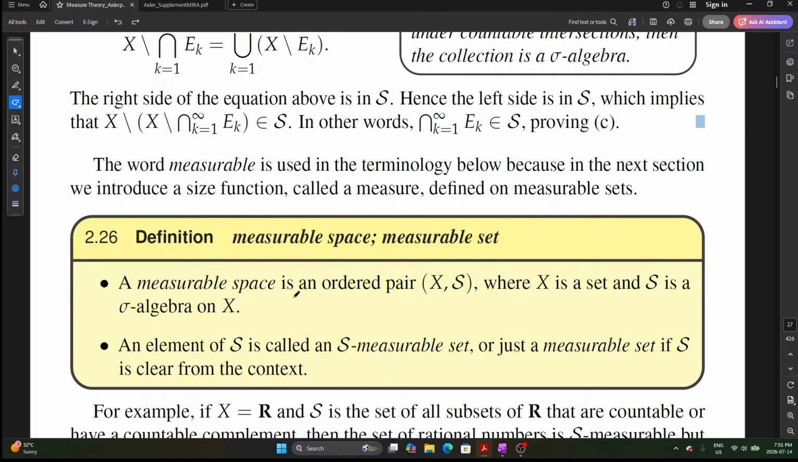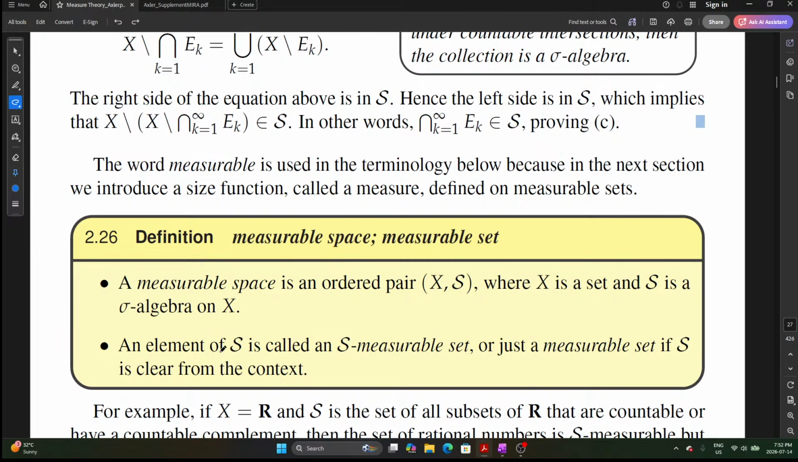Next definition. Now we have the notion of a so-called measurable space. By the way, later on we will see a notion called a measure space. The measurable space and measure space are different notions. You can think of a measurable space as a space that is ready to assign a measure to it. It still does not have a measure, but it is ready. A measurable space is an ordered pair, X and S, where X is a set and S is a sigma algebra on X.